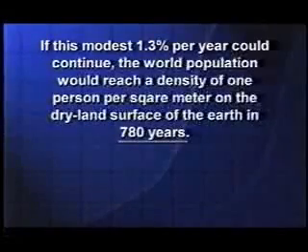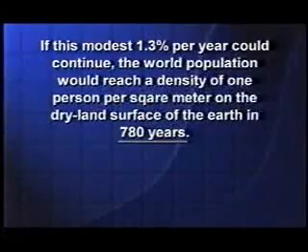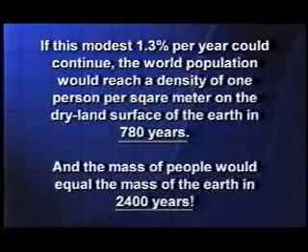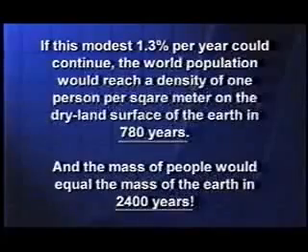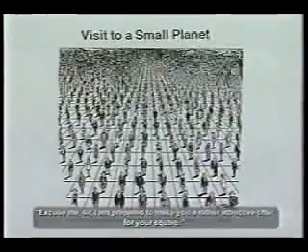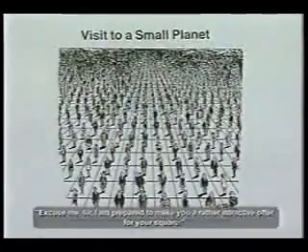Now, if this modest current 1.3% per year could continue, the world population would grow to a density of 1 person per square meter on the dry land surface of the earth in just 780 years, and the mass of people would equal the mass of the earth in just 2,400 years. Now, we can smile at those. We know they couldn't happen. This one makes for a cute cartoon. The caption says, "Excuse me, sir, but I am prepared to make you a rather attractive offer for your square." Now, there's a very profound lesson in that cartoon.